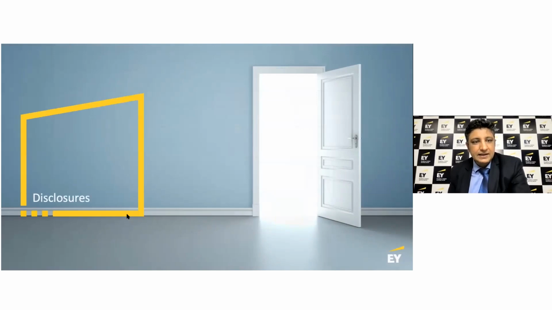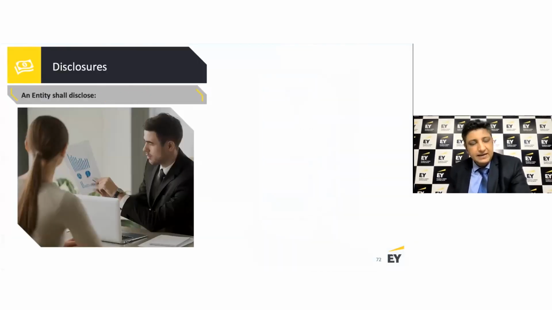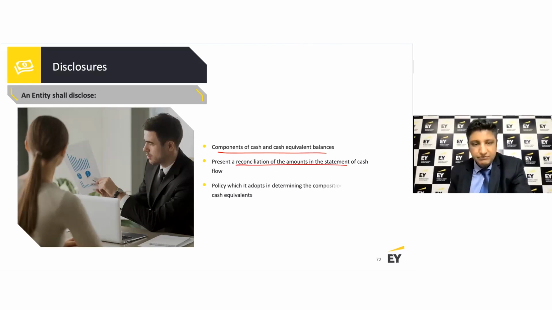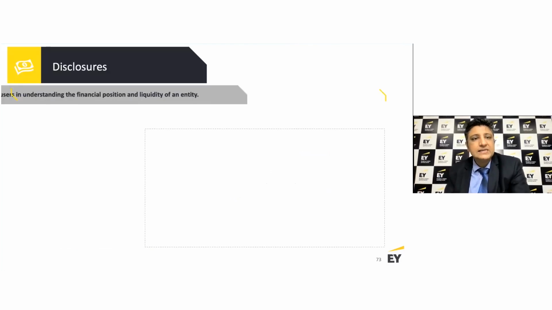Okay. The last section of our discussion is the disclosures and, of course, the differences between Ind AS and AS 3. The disclosures you need to make, we have covered this: the cash and cash equivalent balances, a reconciliation of those, the policy that you're using in arriving at how you determine your cash and cash equivalents, and also any amount of cash and cash equivalents which are not available for use by the group. There could be some restrictions on some cash, so it needs to be reported separately.